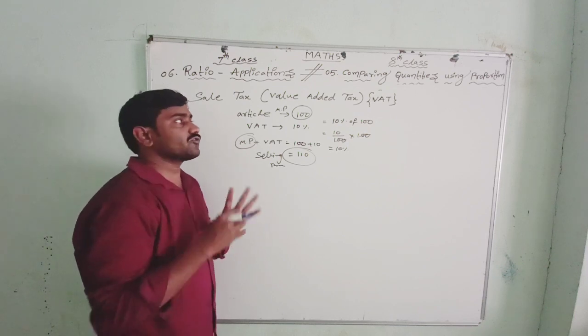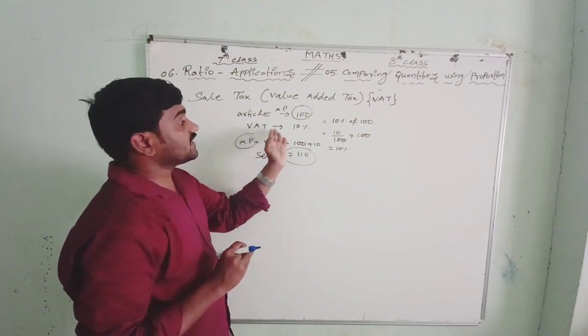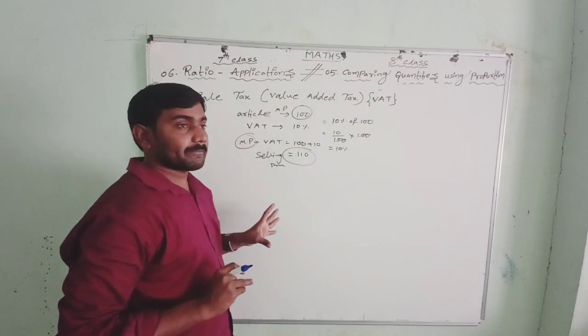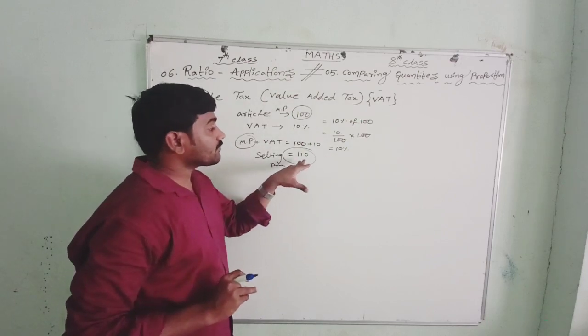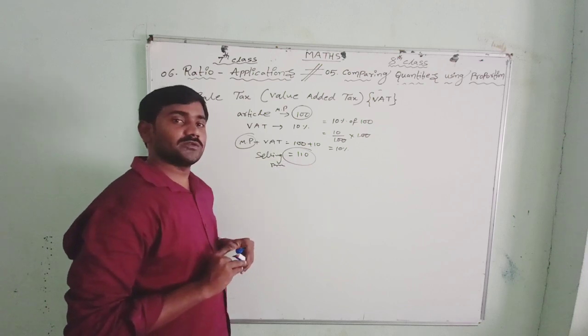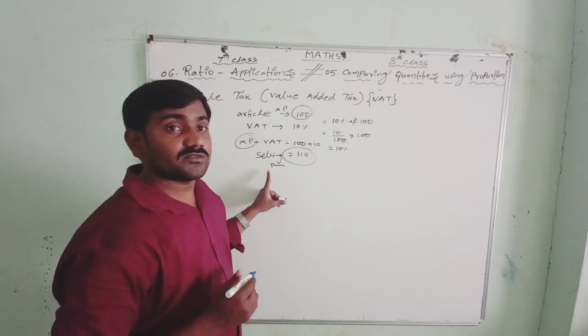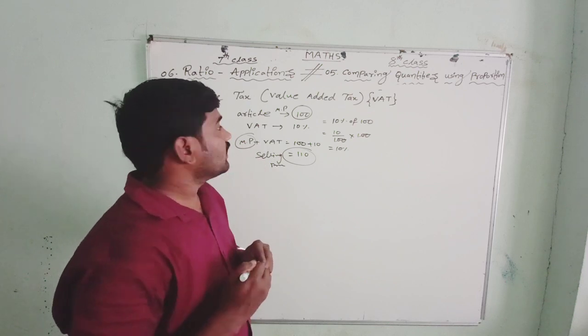Okay. Suppose there is 100 rupees on the article. They will take 10% extra on it. That means 10 more rupees they are taking, so it becomes 110 rupees. That means we have to pay 110 rupees. The actual selling price is now 110 rupees, while the market price will be 100.